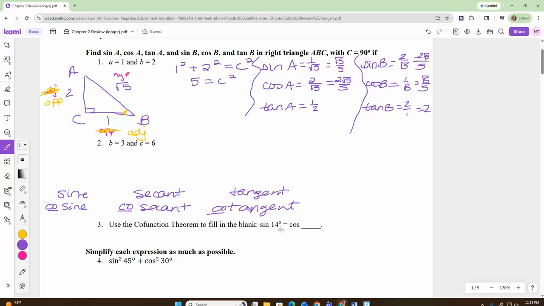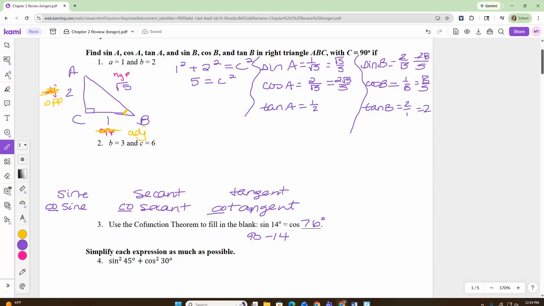So to find this, the cofunction of sine is cosine. So to find my missing angle, I just have to do 90 minus 14. So we get 76 degrees. Those aren't necessarily hard questions, but it's something to remember because it doesn't pop up very often. So cofunctions are equal when their angles are complementary.